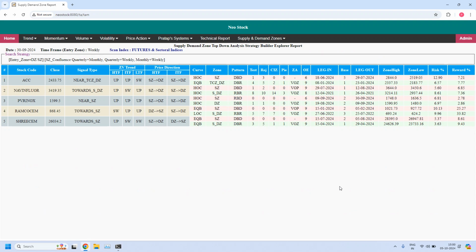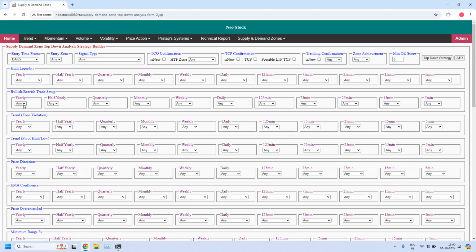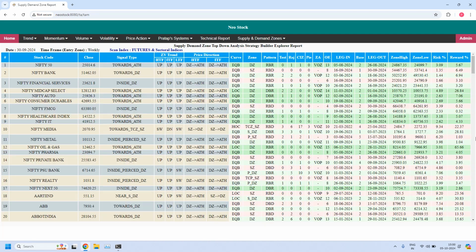So in the final report, let me display all the weekly zones without any filters. You might have a favorite stock and want to know its zone information, so this report will be helpful. I am selecting the weekly entry time frame, not adding any filters, the complete list. The first 17 in this list are indices, including all the sectorial indices. The remaining are all equity stocks, though the list is filtered from F&O listed companies.